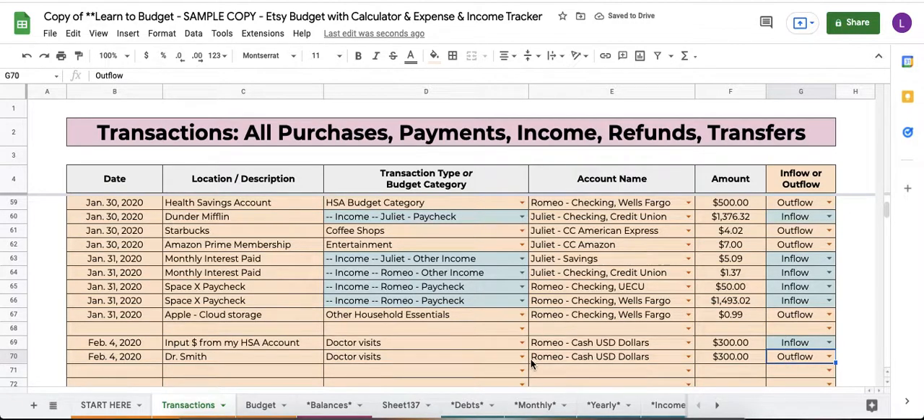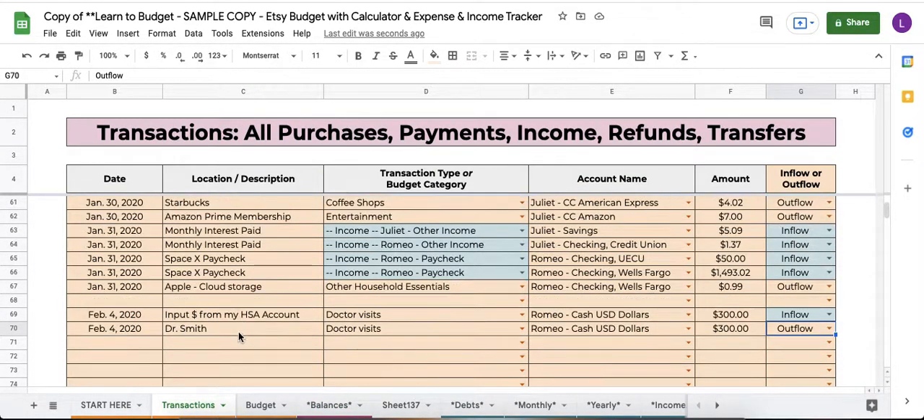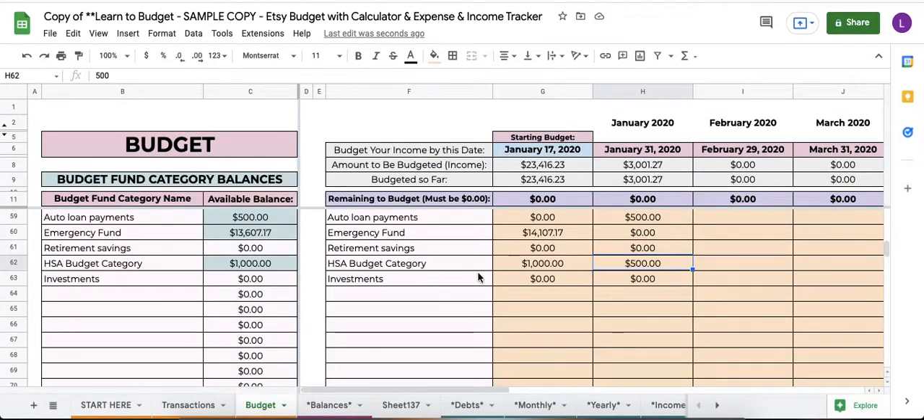Ta-da! And now let's look at the balances sheet and see what it says for cash in Romeo's account. Well, what do you know? It says $60, just like it did before I entered any of these transactions. So by entering this as input from my HSA account, that is money that came from an outside entity, it was put towards my doctor visits, and it was $300. That means that even though I didn't show it to you, $300 more was put somewhere in the back end of the spreadsheet towards my HSA budget category.